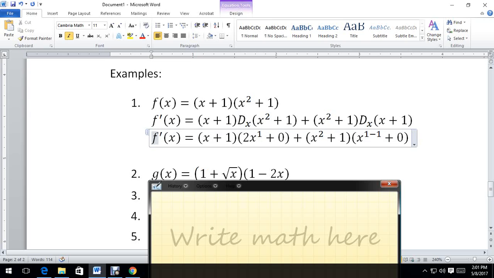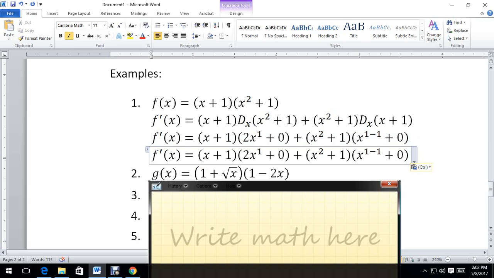Okay, so to simplify things further, we have finally x plus 1 times, of course, 2x raised to 1. X raised to 1 here is simply x, so we no longer need to write down x raised to 1. It's understood, and it's also understood that plus 0, we could remove the plus 0 in the expression.